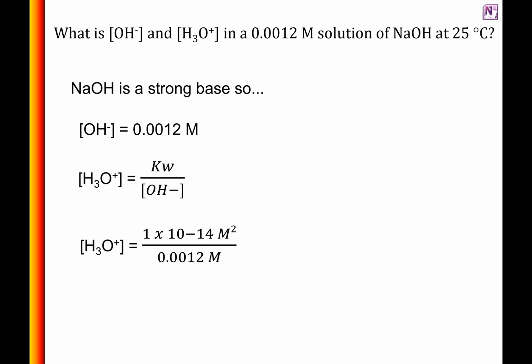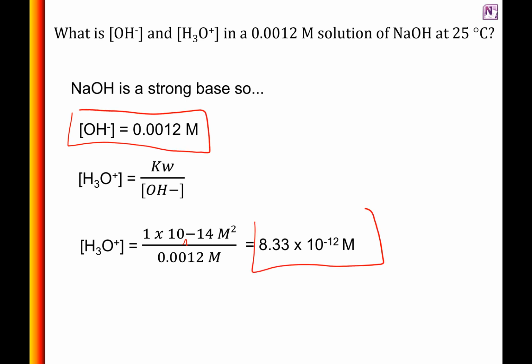So if we know the concentration of OH minus, all you have to do is plug that in. So 1 times 10 to the minus 14, your Kw value, over the OH minus concentration. The concentration of H3O plus will be 1 times 10 to the minus 14 molarity squared over 0.0012 molarity. If you do that math, you end up with 8.33 times 10 to the minus 12 molarity. So that's the two concentrations we're looking for. We got OH minus right off the bat, and we had to do a little calculation for H3O plus, but easy enough just using our formula for Kw.